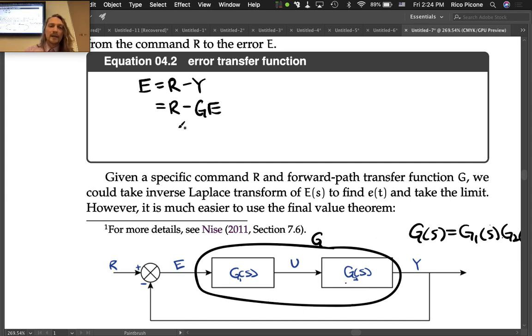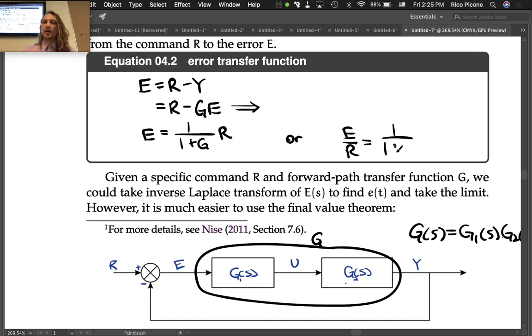Okay, so if Y is equal to G E, we've got E on both sides of the equation, so we can find the transfer function from R to E. This equality implies that E is equal to 1 over 1 plus G times R. Or the transfer function is E over R equals 1 over 1 plus G. This is the solution for E. Either one is fine. We're actually going to use this version in a second.